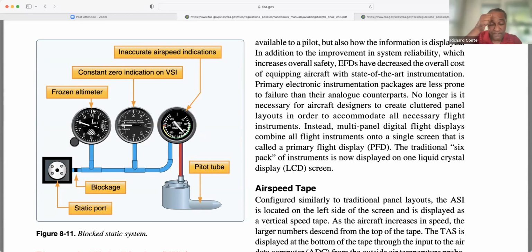Now, for instrument flying, you see where on that drawing it says blockage, and next to it says static port? What can happen, I'll go into that in a few minutes. Let me explain how the VSI works, and I'll give you some of the issues that can happen, okay? The VSI is built just like an altimeter inside.